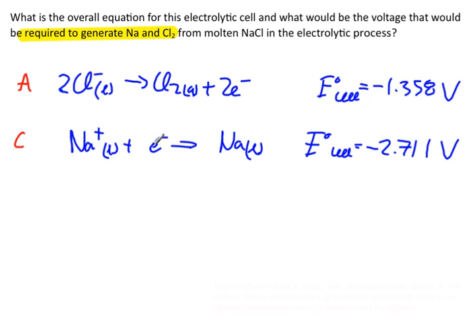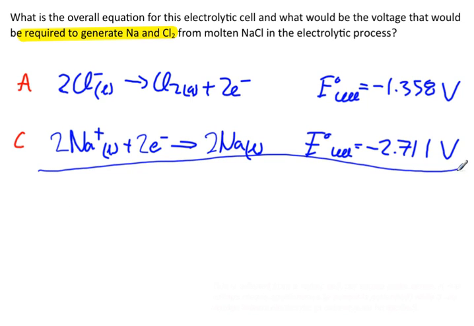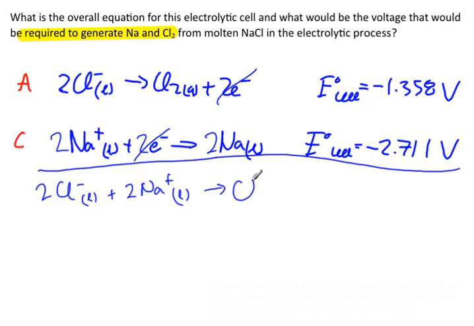Don't forget, I need to balance this. I have to balance the electron transfer before I go any further, so that's going to be 2s. Now I can bring it all together, and the electrons basically cancel out, they're like terms, and so I get 2 chloride ions plus 2 sodium ions, yielding chlorine gas and 2 sodium atoms, liquid.